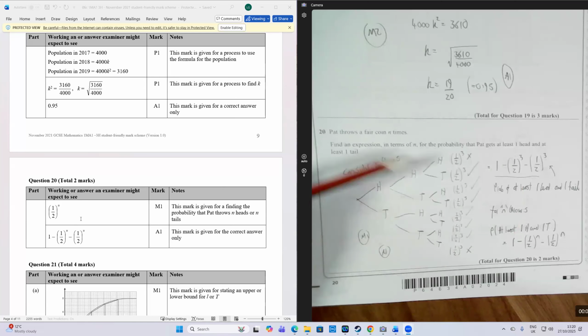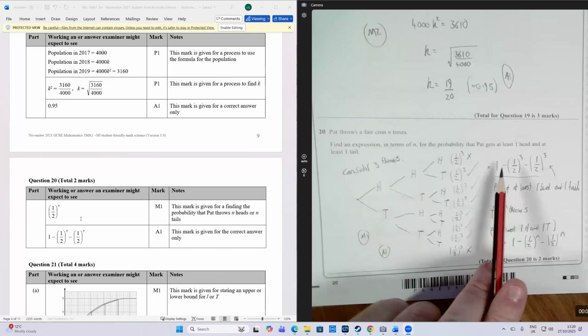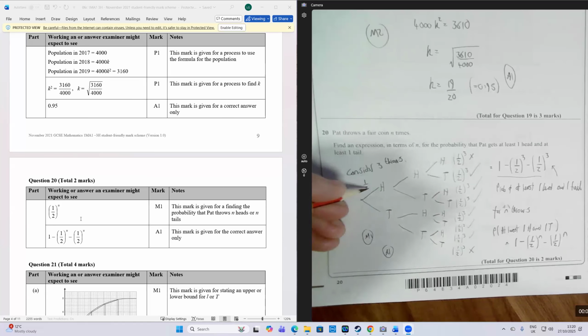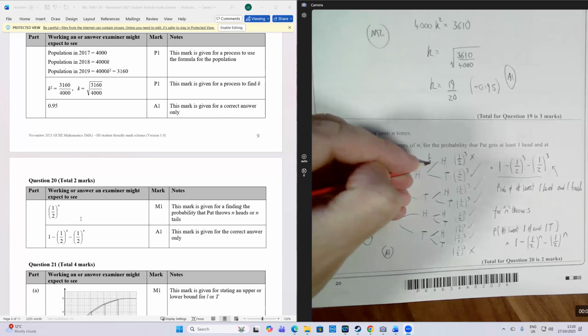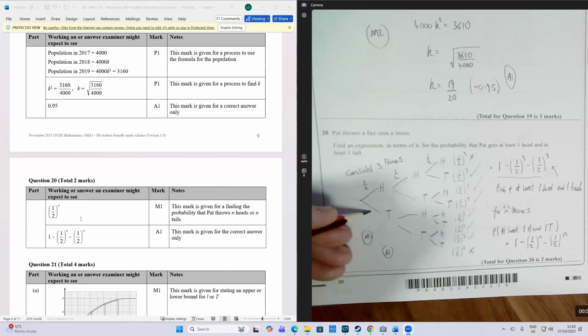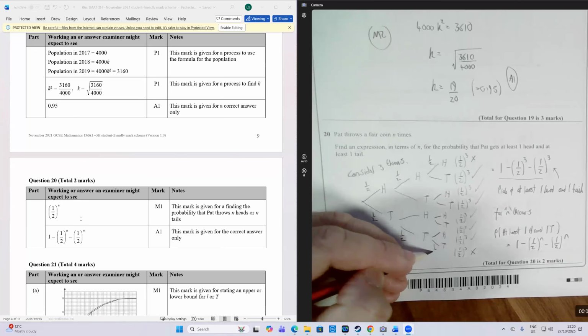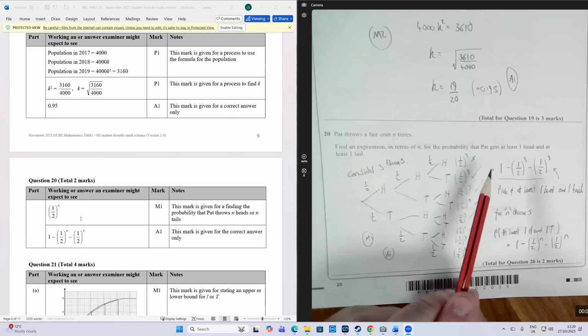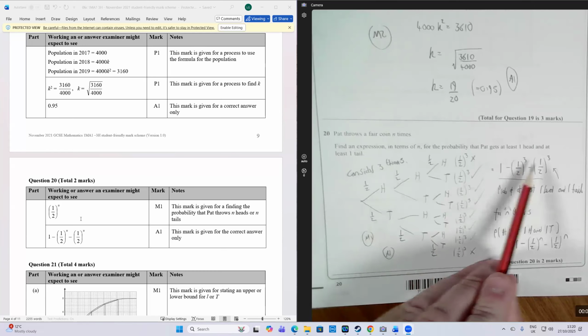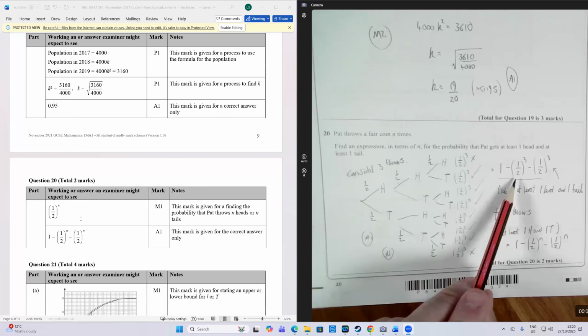Okay, so therefore, if Pat had thrown the coin 3 times, an expression for the probability that Pat would have got at least 1 head and at least 1 tail would have been 1 minus a half cubed minus a half cubed. In other words, because remember, we times along the branches for probability. So the probability of head, head, head is a half times a half times a half, which is a half cubed. The probability of tail, tail, tail is a half times a half times a half, which is a half cubed. So 1, which is all of these added up, everything that could possibly happen, take away the two things we can't have, would be the answer.